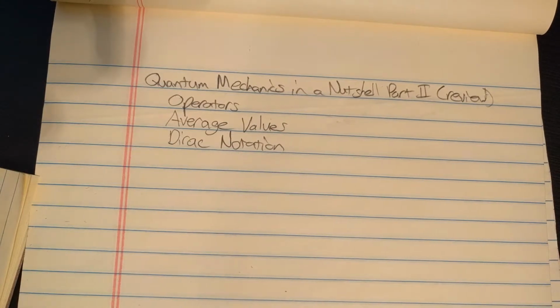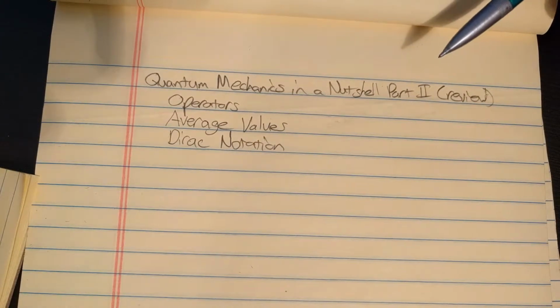Part 2 goes along with part 1, which I already made a video on. In part 1 I talked about states and probabilities and the Schrödinger equation, and I said any general state, which I called psi, could be written as a linear combination of basis states, which I called phi. If you take the square of the modulus of the coefficient in front of a basis state, that's the probability that you find your system in that state. And states evolve in time according to the Schrödinger equation. So that was all about states.